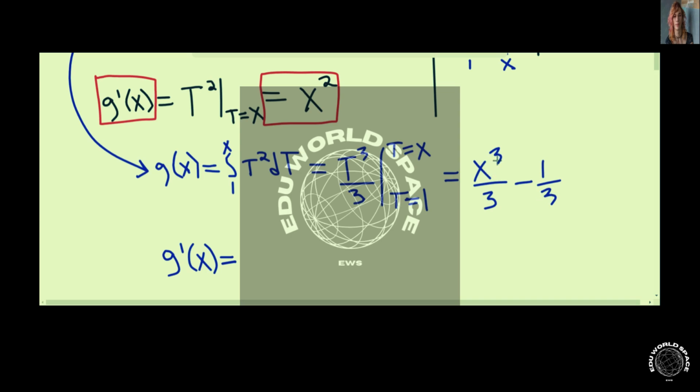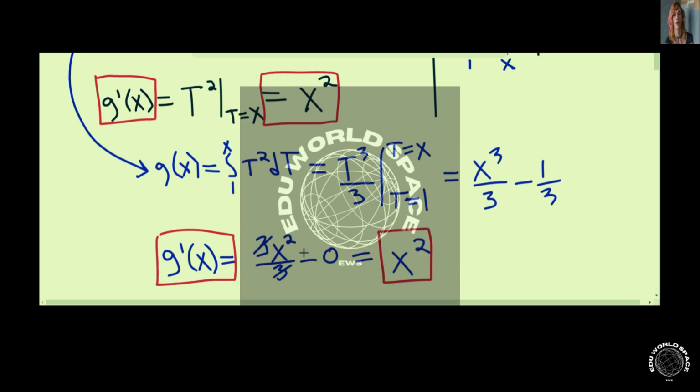Well, the derivative of x cubed is 3x squared. So the derivative of x cubed over 3 is 3x squared over 3 minus, and the derivative of a constant like 1/3 is 0. So 3x squared over 3, the 3's cancel, and we get just x squared. So take a look at what just happened. We found out that g prime of x is equal to x squared.